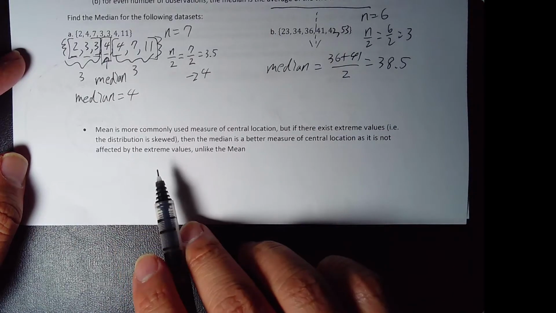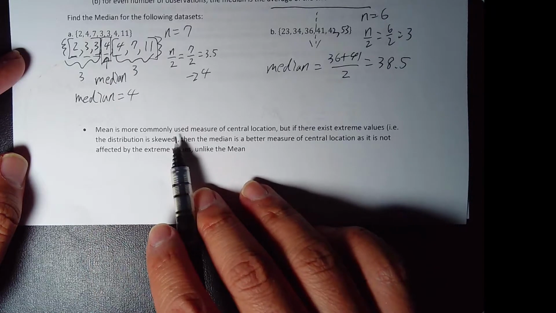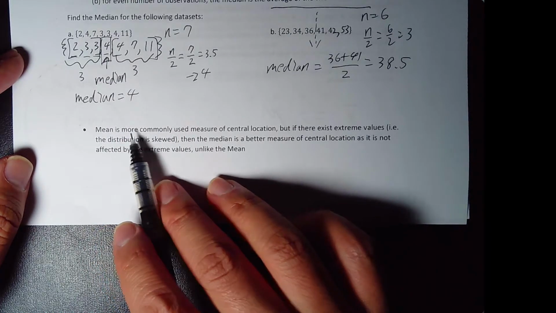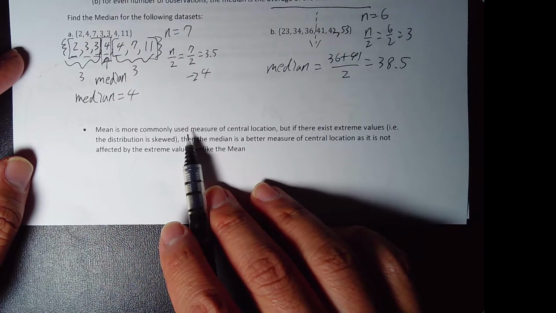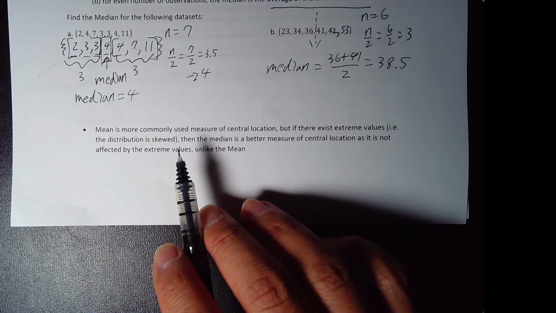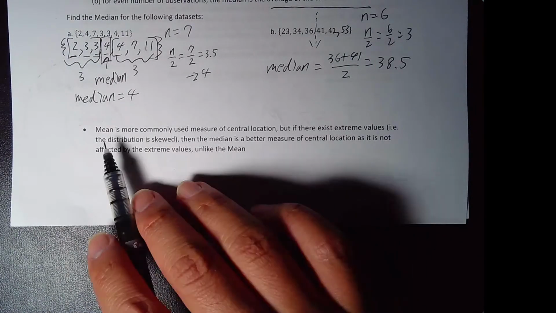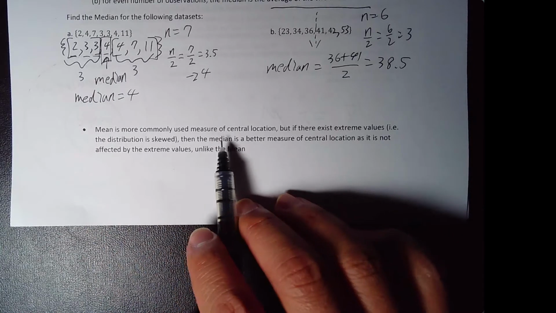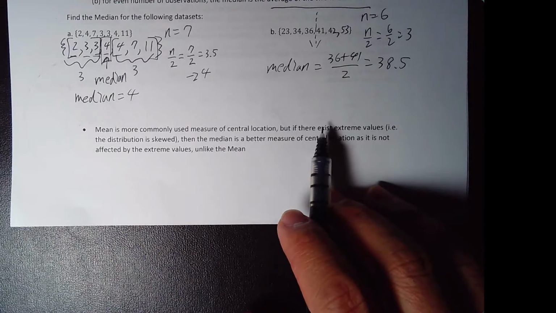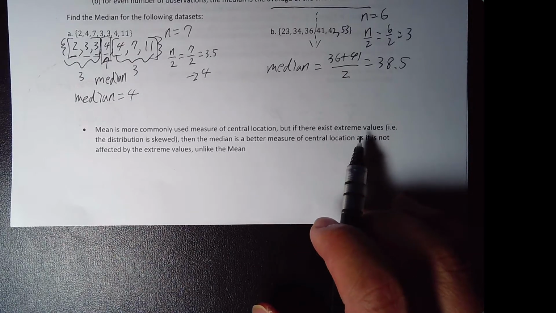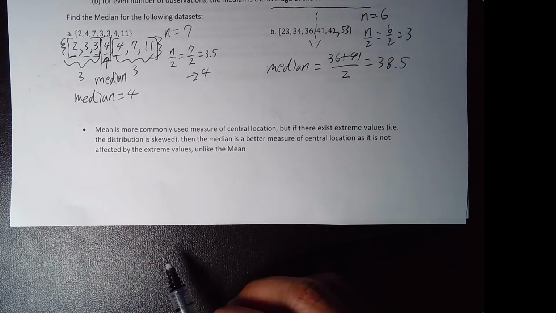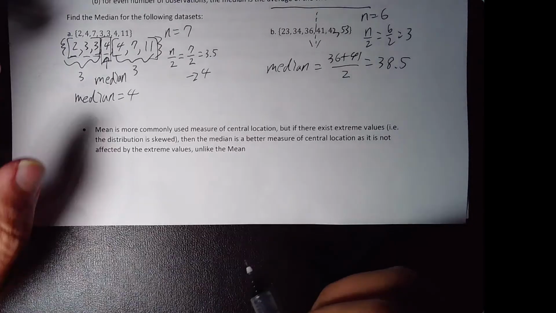Now, one quick word. This illustrates why both of them are important. The mean or average is more commonly used, and this is what they teach you in elementary school. Generally speaking, when people say average, they're talking about mean. However, if the distribution is skewed, meaning there exist extreme values in the data set, then the median is typically a better measure because it is not affected by extreme values, unlike the mean.